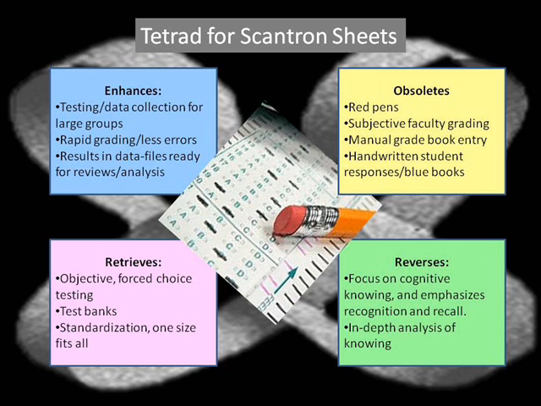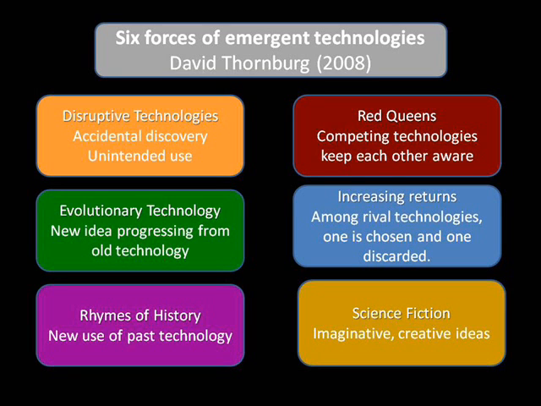As you can see, it enhances mass testing and the development of data files, while making the use of red pens, student handwriting, and subjective assessments obsolete. Use of Scantron sheets for testing retrieved test banks and the idea of standardization, while reversing the focus on thinking and in-depth analysis of students' knowing. In addition, Thornburg describes six forces that drive the use of technologies. A review of these forces helps us to understand the popularity of the Scantron form.